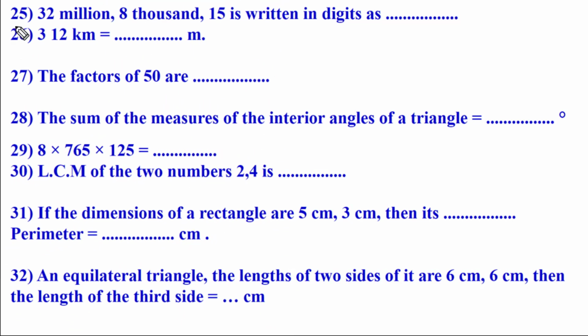Number 25, 32,008,015 is written in digits as, we can write it as 32 million. We have 32 million. How many thousand we have? We have here 8,000. So we have double zero in 10,000 place and 100,000 place. We can write double zero and 8 in thousands place. Finally, we have here 15. So we have 0 in hundreds place.